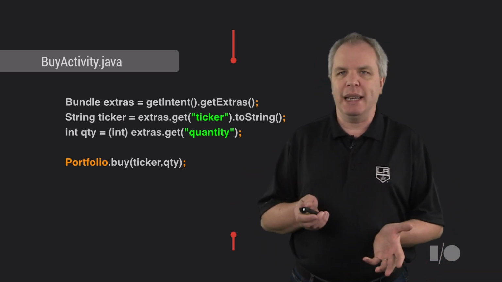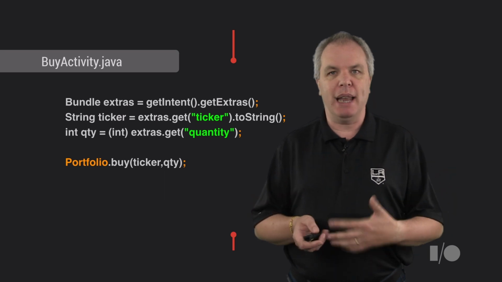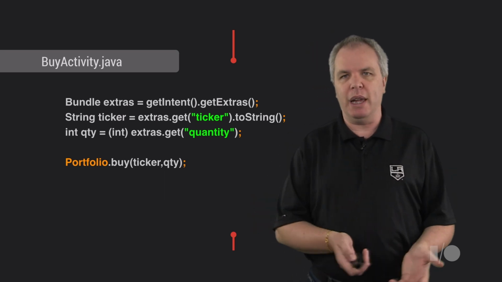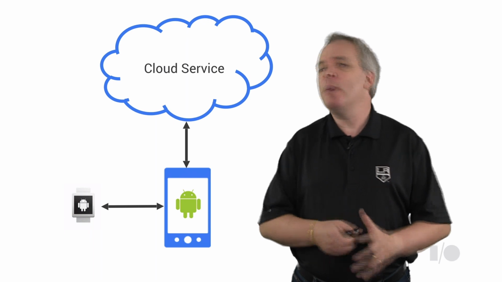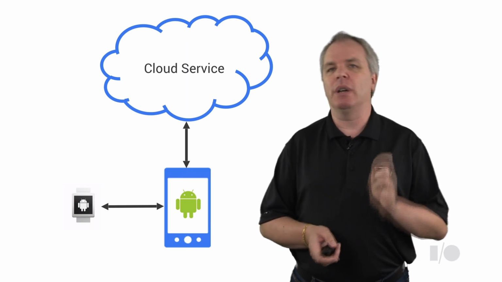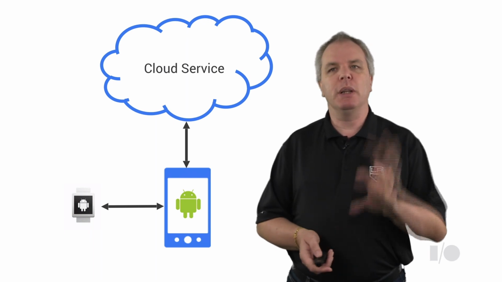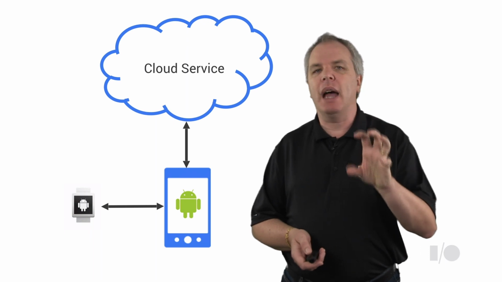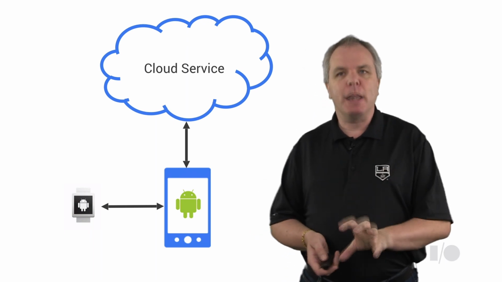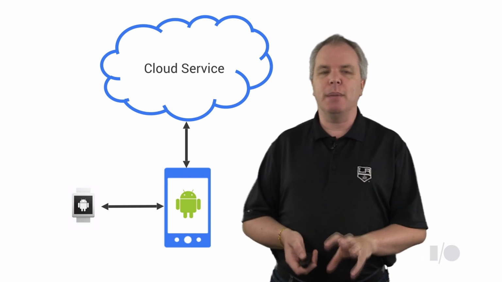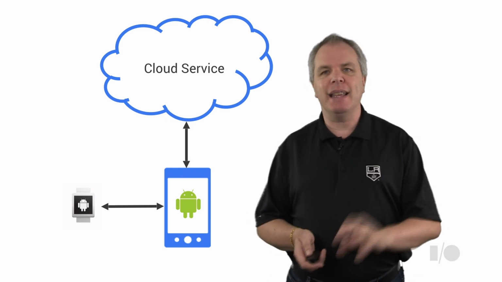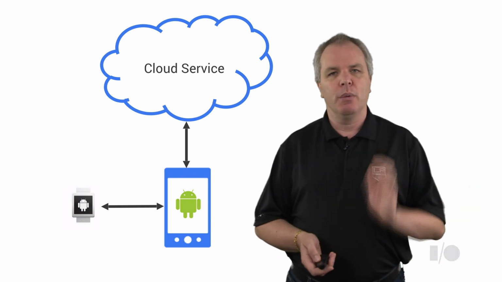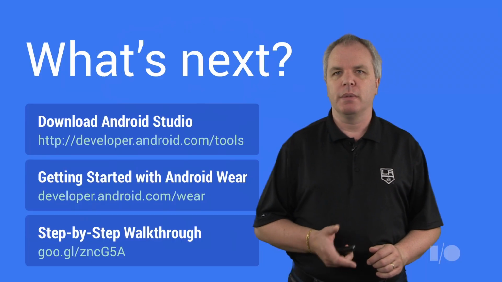Now this is a stock trading application, so for something like this I might access my portfolio to do an actual trade. And that's how easy it is to build a cloud-powered Android app. You first build your backend complete with an API using cloud endpoints. You then build your Android application that consumes this API, and then finally you extend that application to handle the interface with an attached Android Wear device.